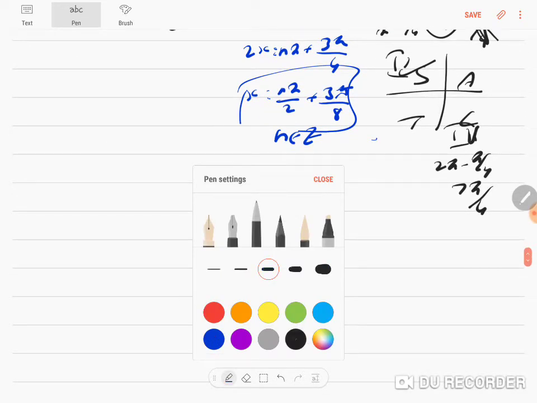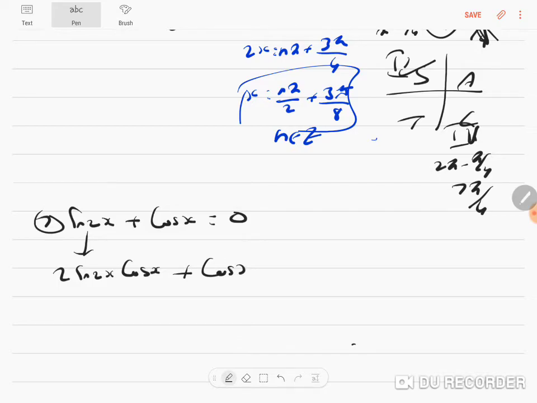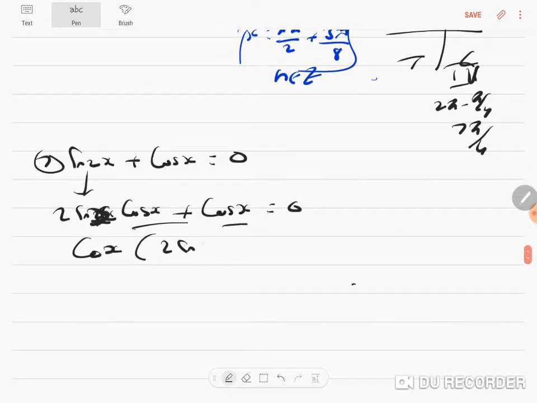Next, seventh sum, sin 2x plus cos x is equal to 0. I am not able to take anything common. So I have a formula which is sin 2x is 2 sin x cos x. So when I write that, I will get something common, which is cos x: 2 sin x cos x plus cos x. Okay, sorry. So cos x into 2 sin x plus 1 will be equal to 0. Thus you have either cos x will be 0 or sin x will be minus 1 by 2.